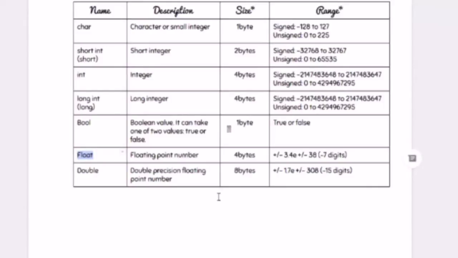Floating points are not accurate, they are only accurate to a certain number of digits. See this, approximately 7 digits, is accurate up to about 7 digits. Double precision floating point number. Long double precision floating point number, and wchar_t, wide character. What is that? Wide character, I believe, is Unicode. So those are the basic data types.